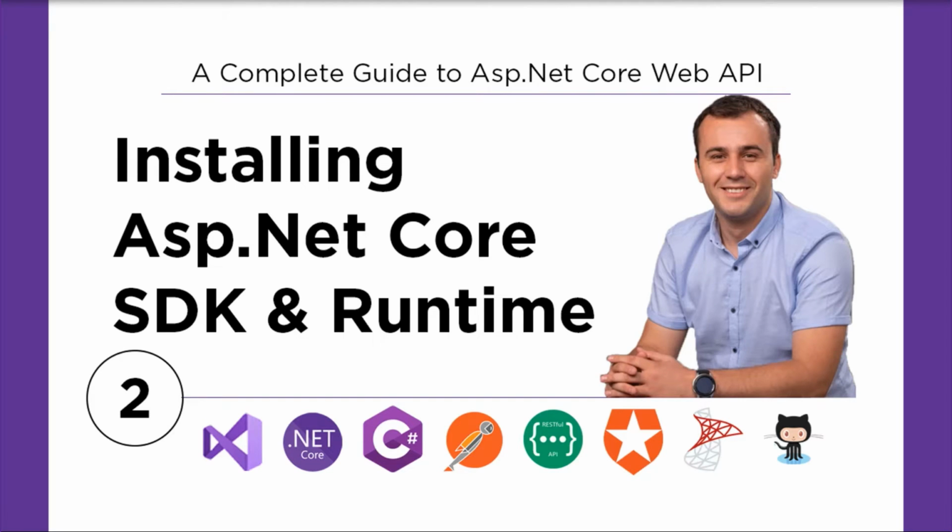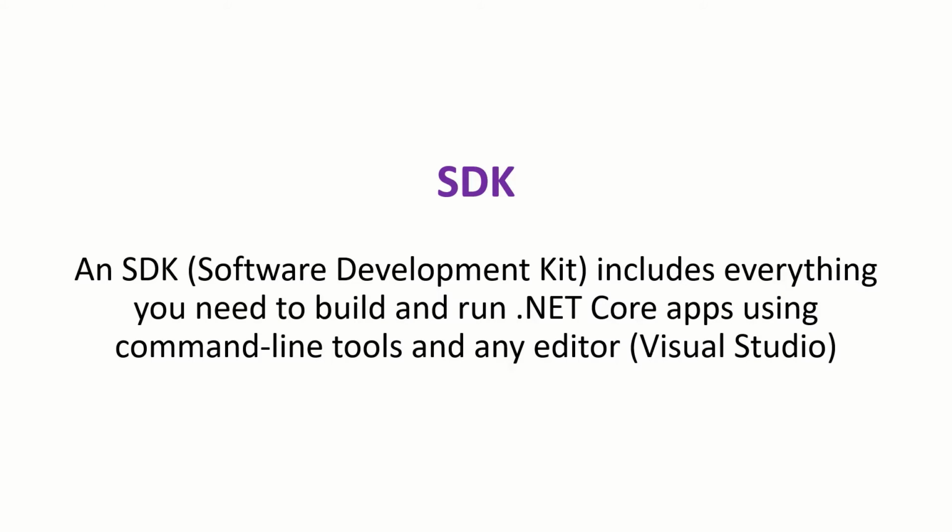For you to be able to create your first API, you need to first set up the development environment in your local machine. And for that, you'll need to install the .NET Core SDK and also the runtime. Per definition, an SDK or a software development kit includes everything you need to build and run .NET Core apps using command line tools and any editor like Visual Studio, Visual Studio Code, etc.